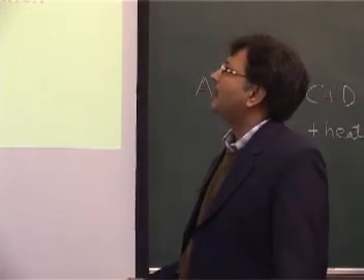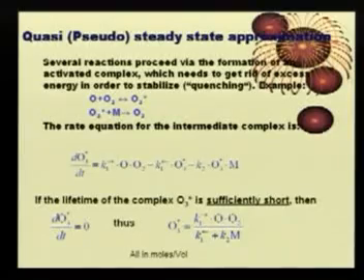We also need to understand a little bit about the quasi or pseudo steady state situation, and that will become clear to you. For example, several reactions proceed via the formation of an activated complex, which needs to get rid of the excess energy in order to stabilize, or quench. For example, O plus O2, you have atomic oxygen, it can form ozone in the excited state. It must shed off the energy to someone to become the ground state.